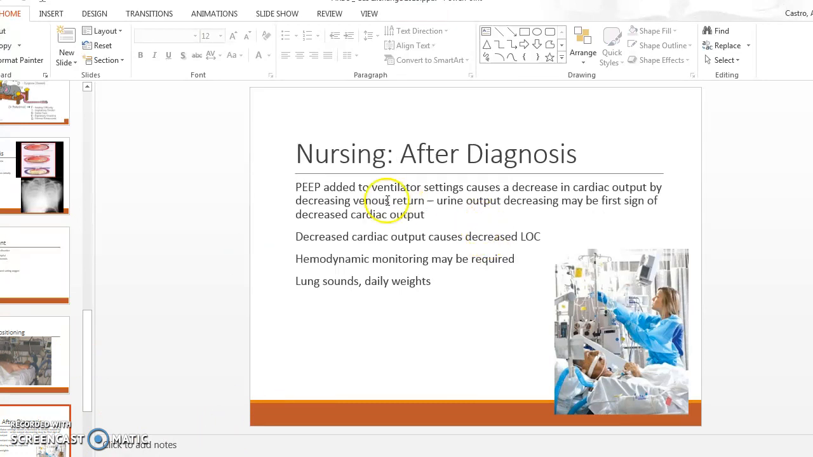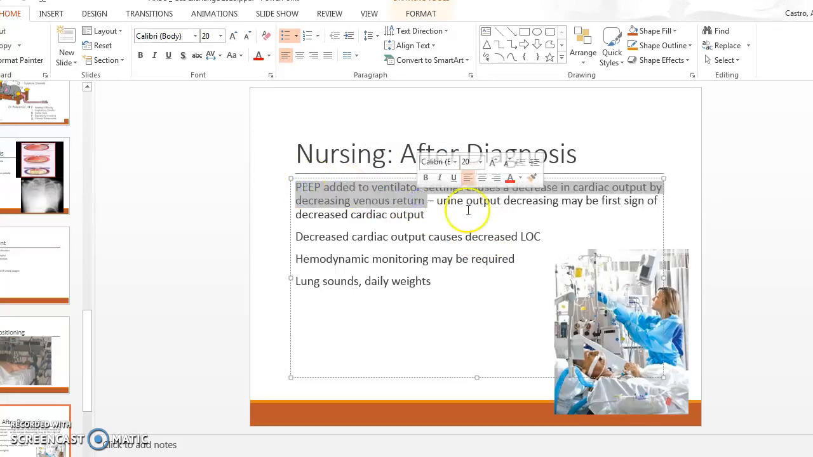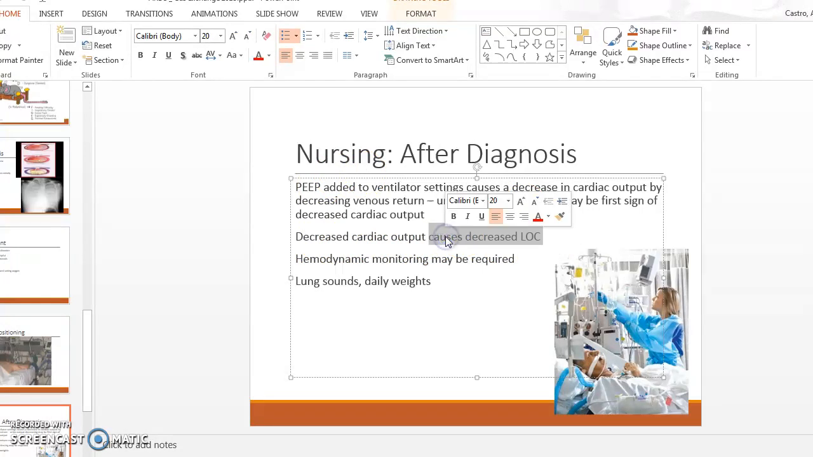So after the diagnosis, again, we're going to make sure that there's PEEP on there, and that is to keep the alveoli from collapsing during exhalation. We're going to keep an eye, because PEEP can cause a decrease in the cardiac output because it decreases venous return. We're going to want to really keep a close eye on that urine output to make sure that we don't have a decrease in cardiac output. Keep an eye on their LOC, especially if you have them partially sedated. They might require hemodynamic monitoring.